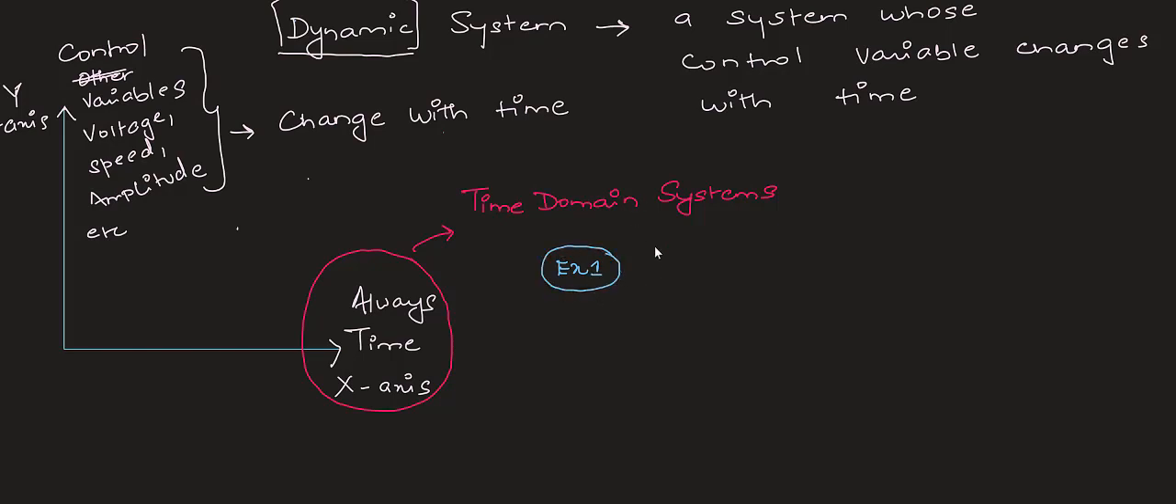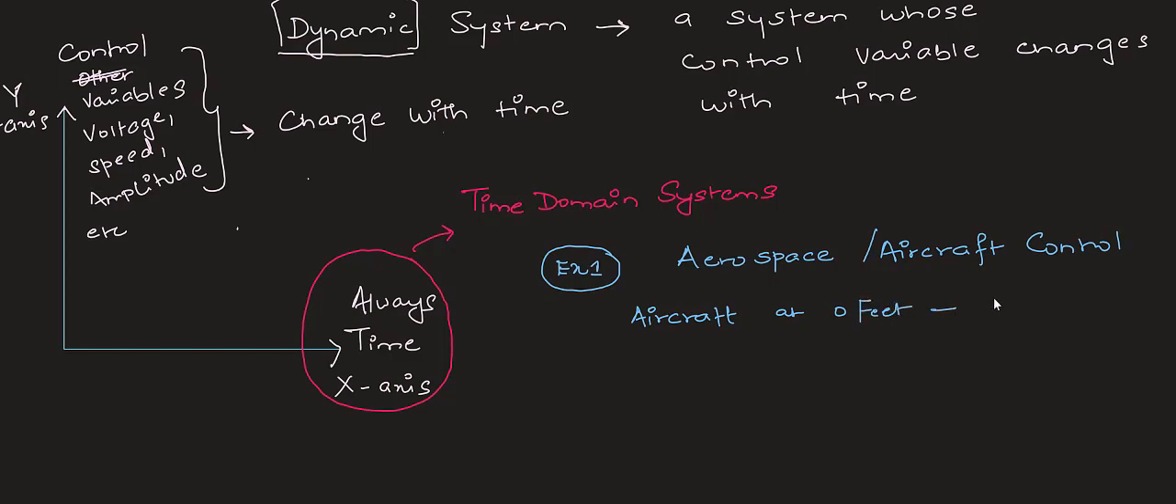A dynamic system is one where your variables change with time, and a perfect example of a dynamic system is aircraft control. The aircraft control system inside an aircraft behaves differently at different altitudes. At 0 feet, it may have a certain set of controls, at 10,000 feet it may use another set of controls, and at 20,000 feet it may have another set of controls.